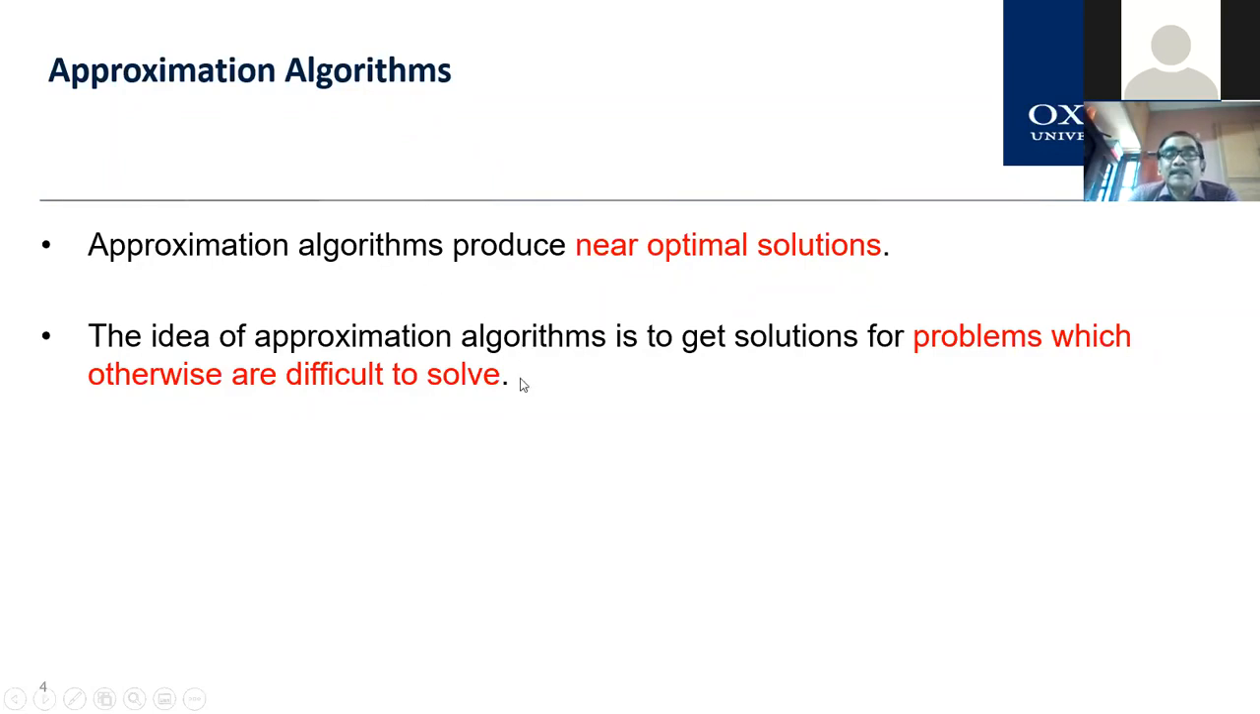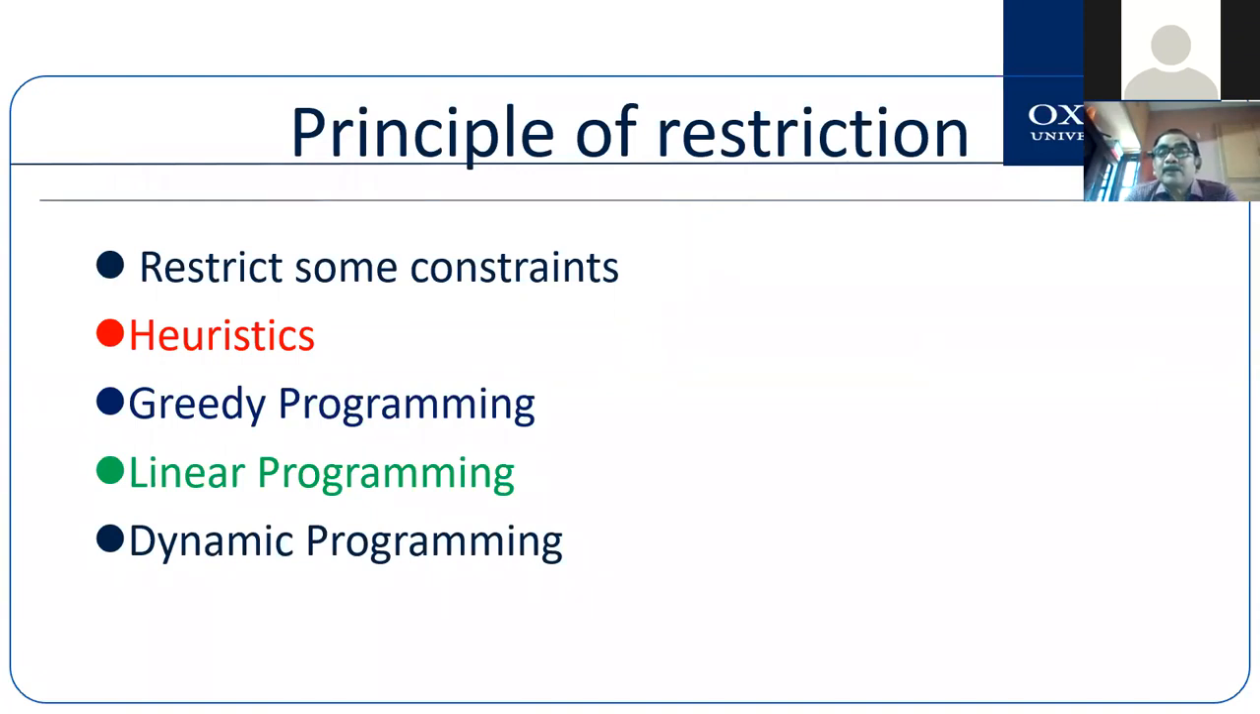So, in other words, the idea of an approximation algorithm is to get solutions for problems which are otherwise very difficult to solve. Fine. What is the trick we are going to use to solve this sort of problem? We have already said that these problems are very difficult to solve. The original problem may be very difficult to solve, but we can make some compromises by relaxing some of the constraints. You know very well, we are dealing with optimization problems. In optimization problems, normally we will have an objective function and then we will have some sort of constraint.